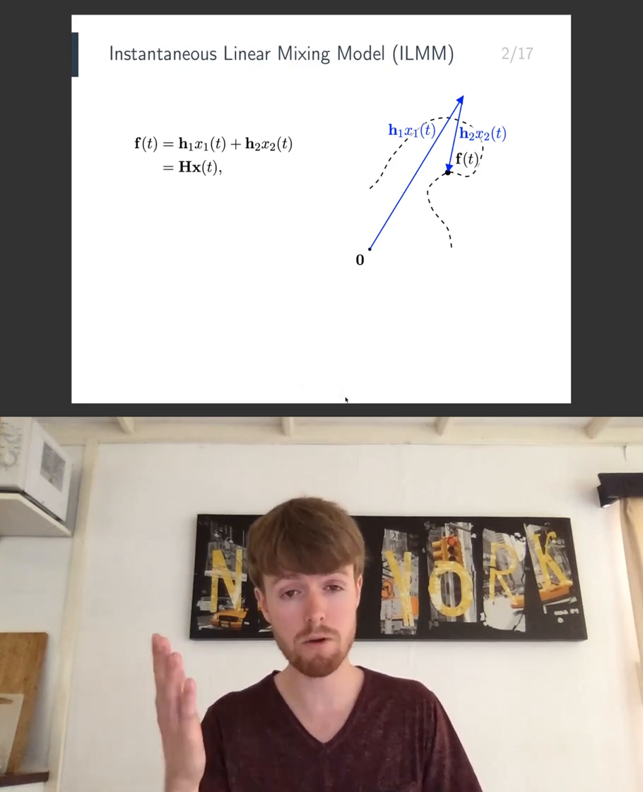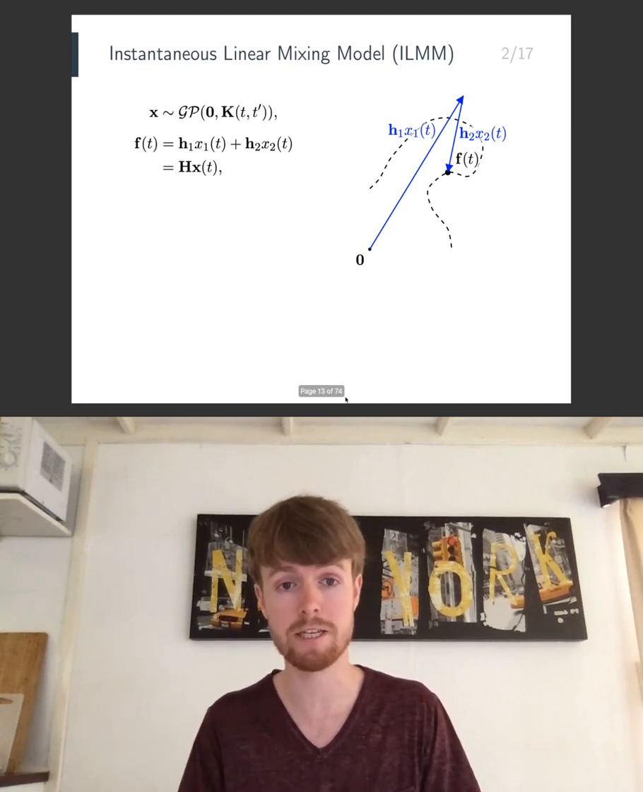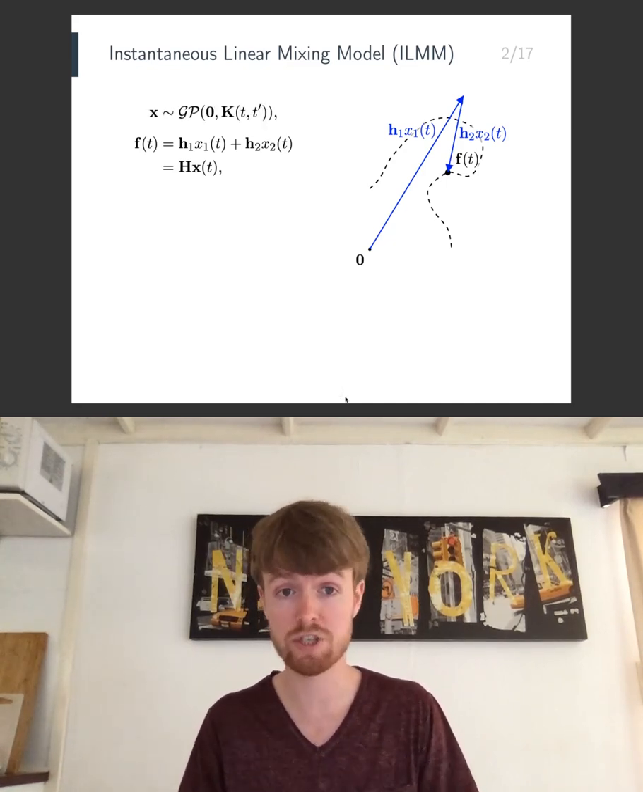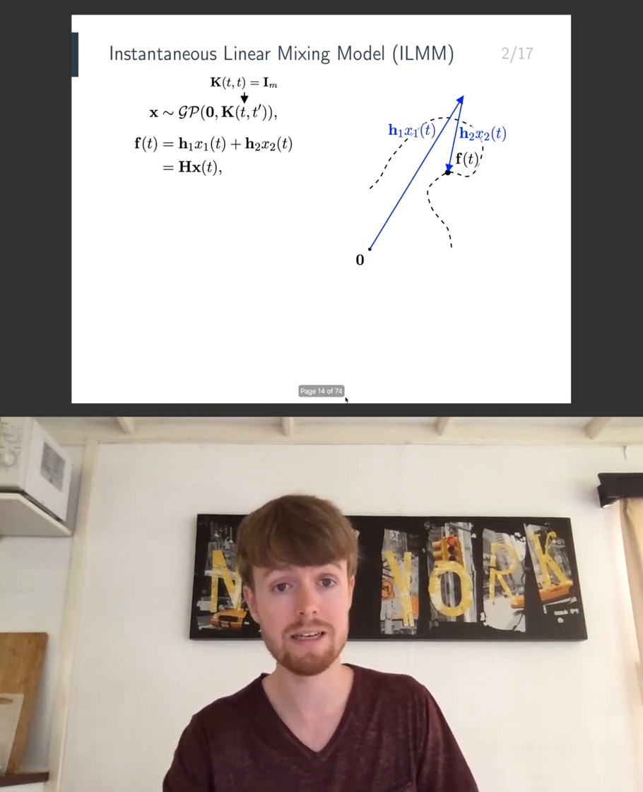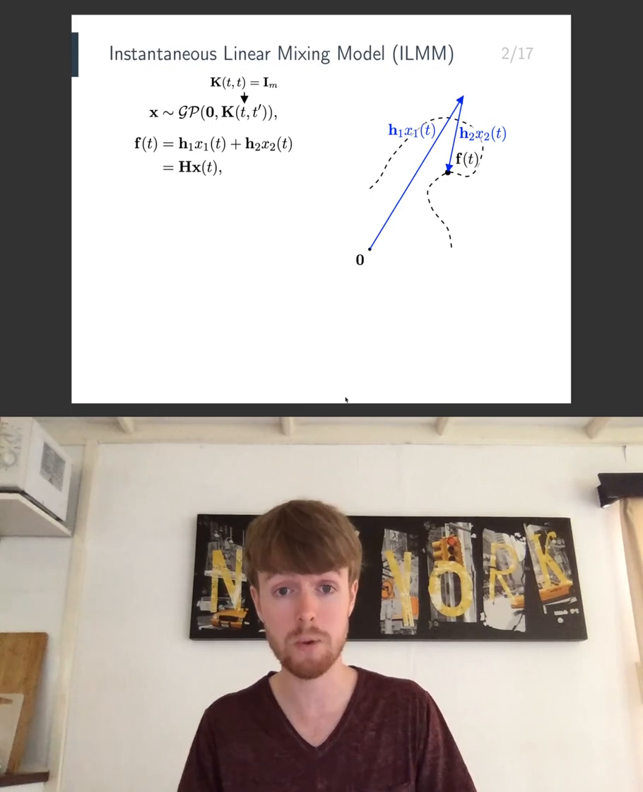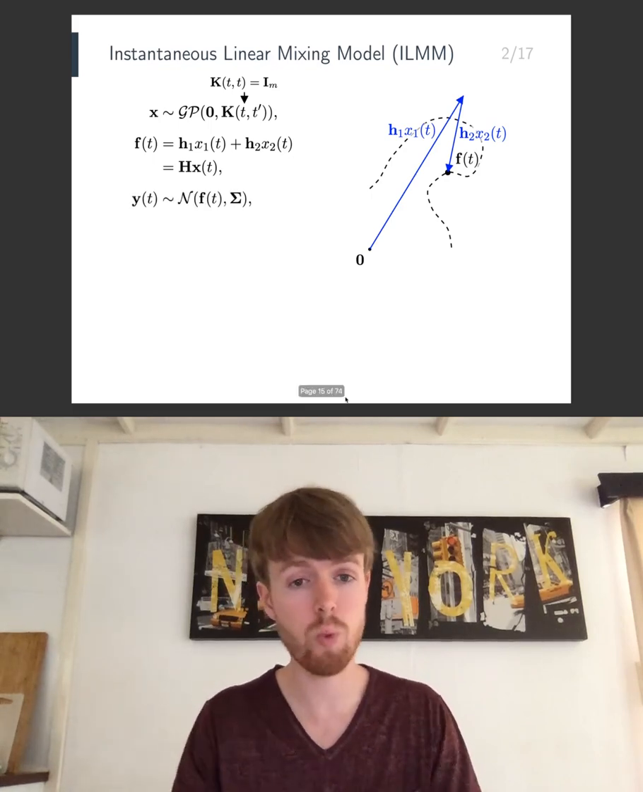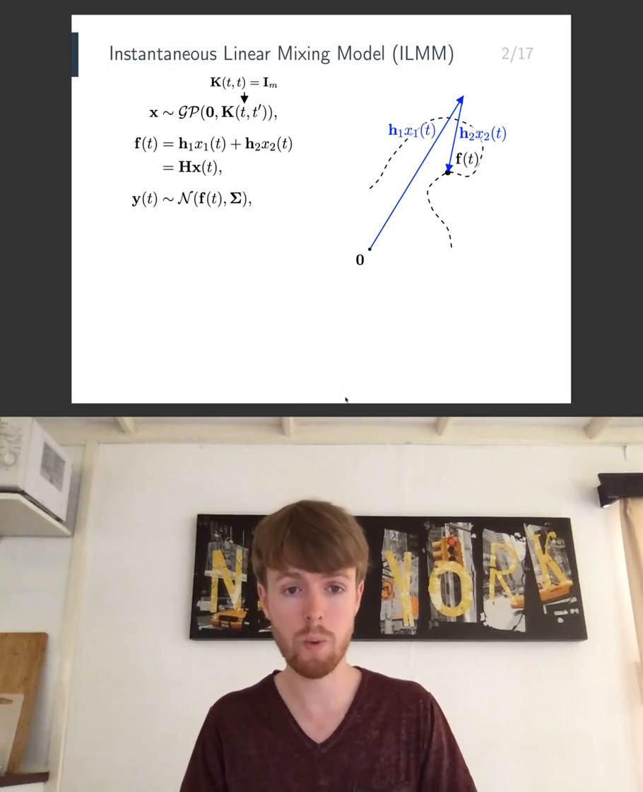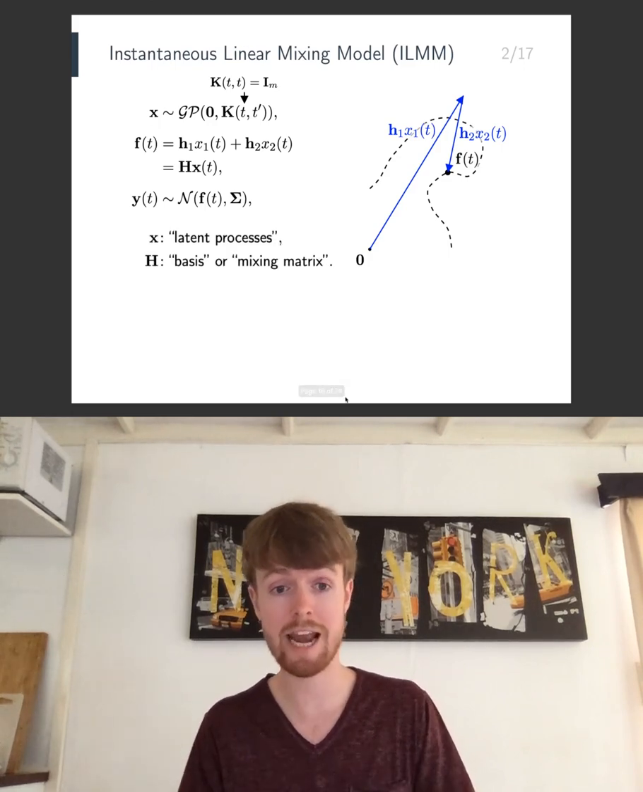We're then going to model the coefficients, x1 and x2, independently with Gaussian processes, where the assumption that the coefficients are independent and have unity variance is expressed by the requirement that KTT is equal to the identity matrix. Often, the observations y are noise corrupted, which we'll model by adding some Gaussian noise to f. In this model, we'll call x the latent processes and h the basis, or mixing matrix.